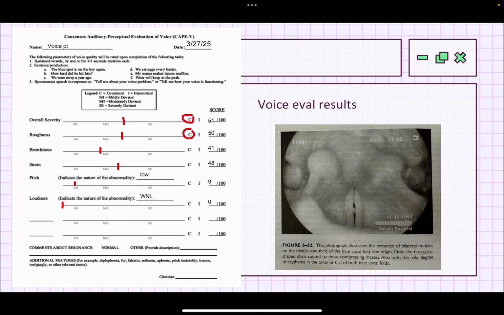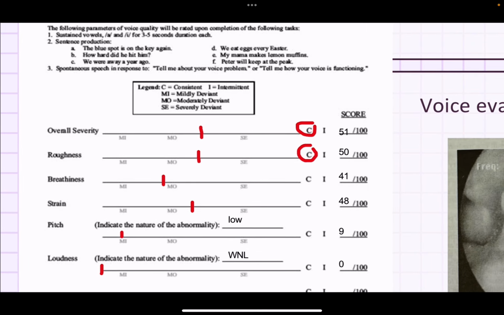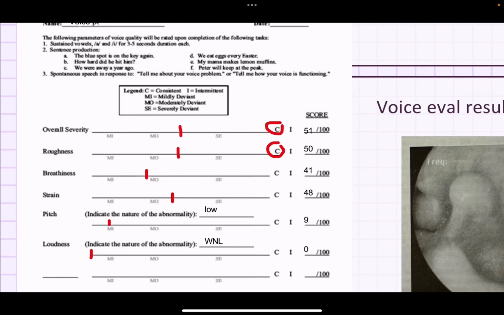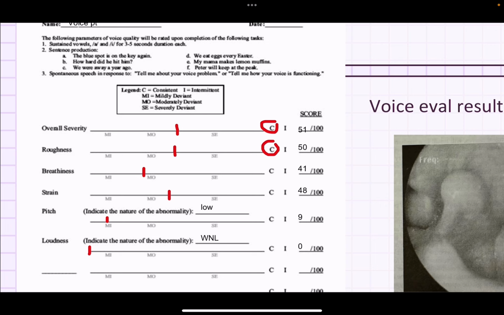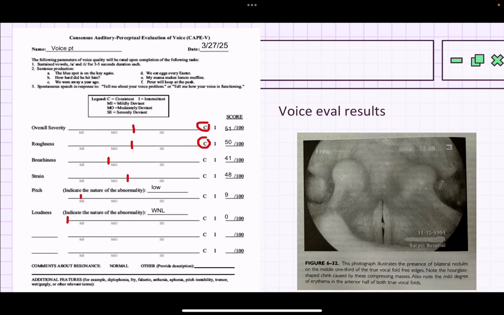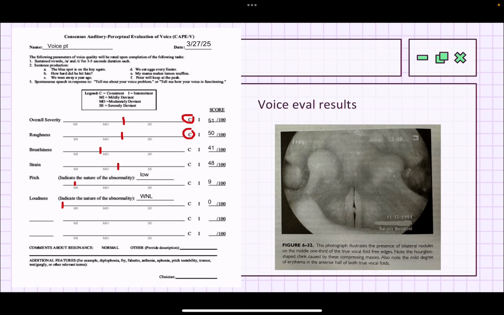And so here's that eval as promised. Here's what it would look like, taking into consideration what challenges she has. We have that roughness, overall severity just above moderate, and then thinking about breathiness, and she's very strained, but her loudness was very much in the mild impact.